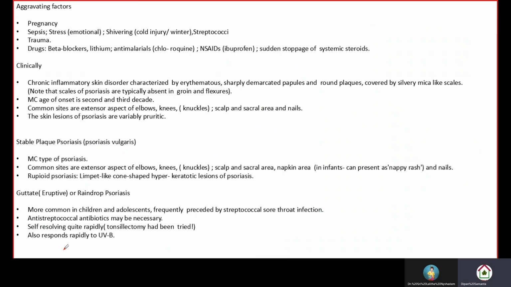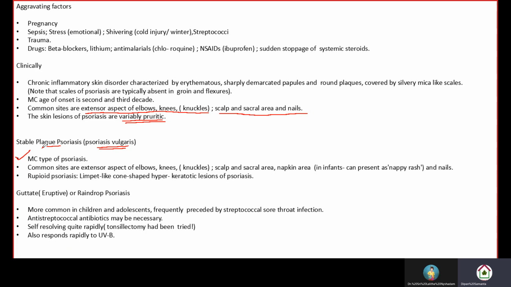and round plaques covered by silvery mica-like scales. The most common age of onset is the second and third decade. Common sites are the extensor aspect of elbows, knees, scalp, and sacral areas, and nails. Skin lesions of psoriasis are variably pruritic. Stable plaque psoriasis, psoriasis vulgaris.